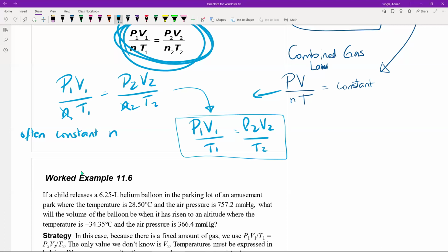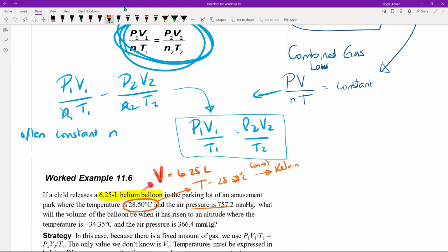It says if a child releases a 6.25 liter helium balloon, so right away we have a volume here. So let's write this. V, volume, is equal to 6.25 liters. In the parking lot of an amusement park where the temperature is 28.5 degrees Celsius. So this is a T, 28.5. Okay, right away convert it to Kelvin. Don't wait until the end.